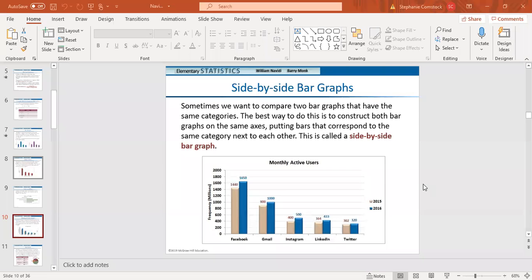Okay, so we're going to look at the last bit of section 2.1. And so the next thing is actually another version of a bar graph. And this is when we want to compare two things that have the same type of categories. What we're going to do is create what's called a side-by-side bar graph. And so we basically have two things.